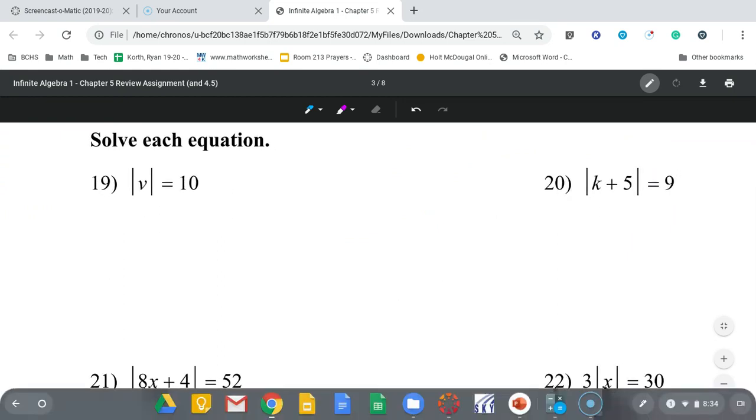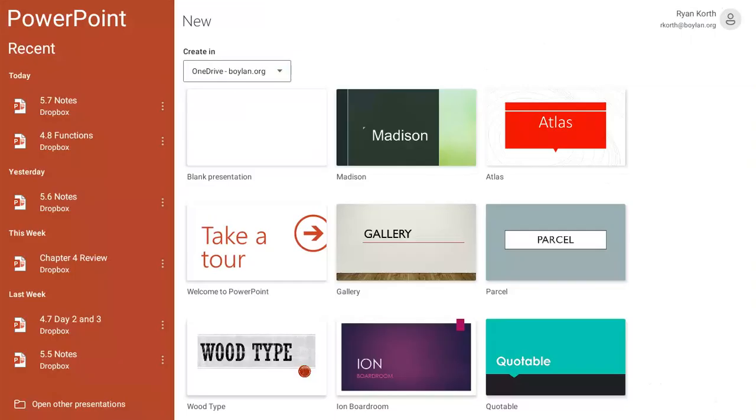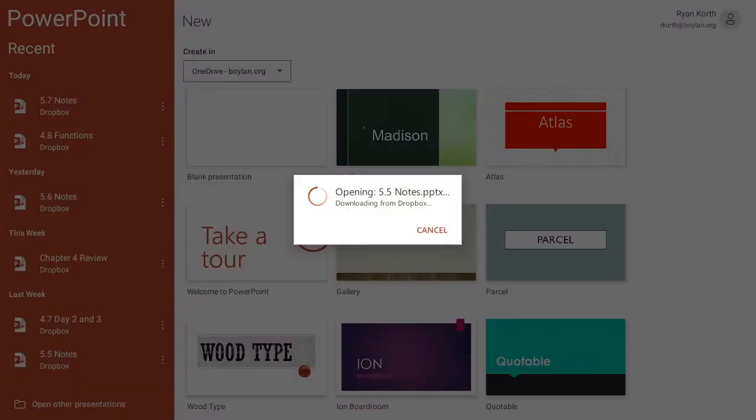All right, absolute value. If ever you feel negative, just remember your absolute value.